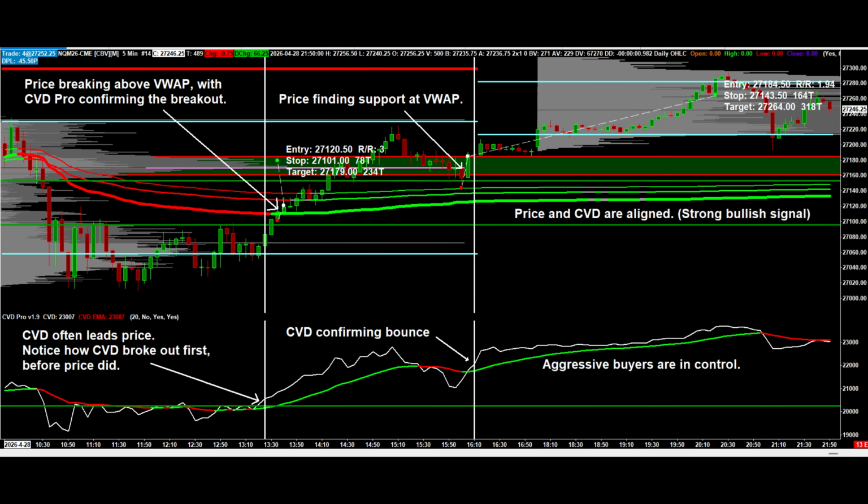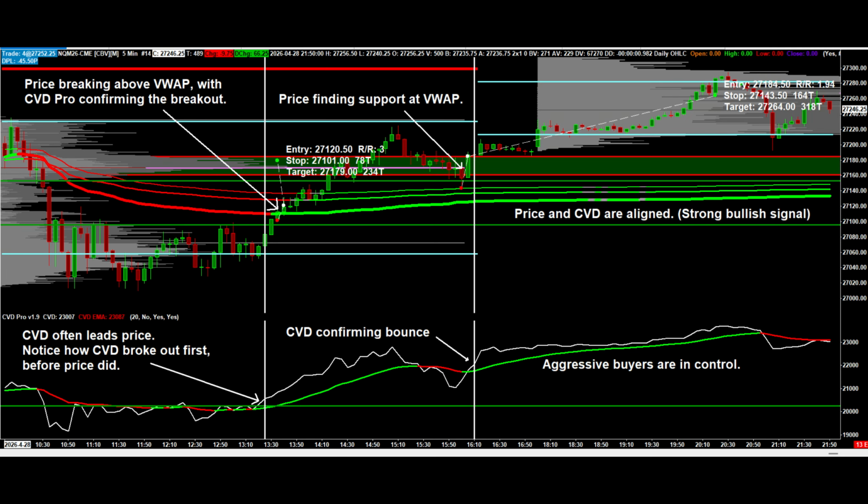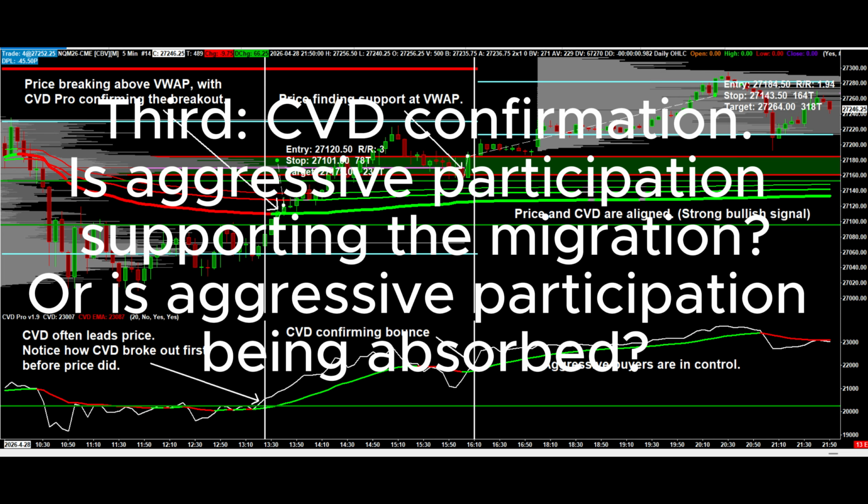The core framework. When combining CVD Pro with the SMF value migration study, I want you thinking in 3 layers. First, value location. Where is price trading relative to developing value? Is the auction inside value, above value, below value, or attempting to migrate? Second, acceptance or rejection. Is price spending time and building value in the new area, or is it failing to hold outside the prior value zone? Third, CVD confirmation. Is aggressive participation supporting the migration, or is aggressive participation being absorbed?